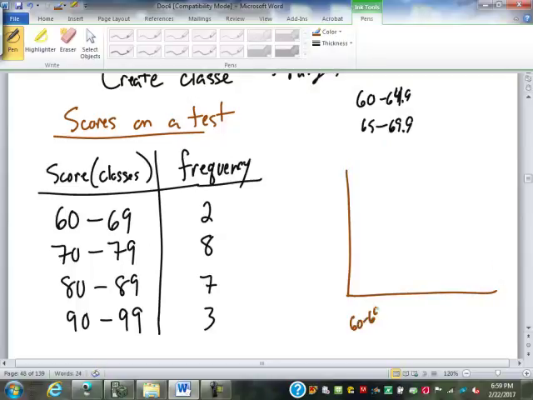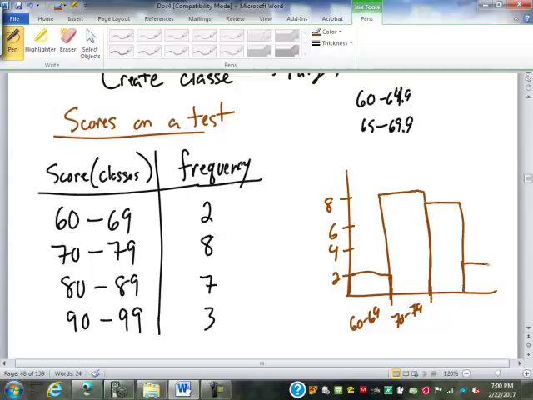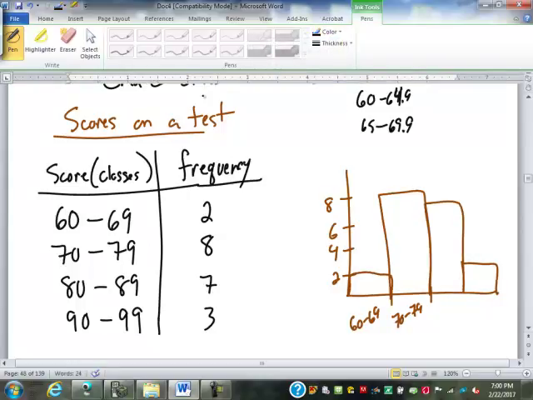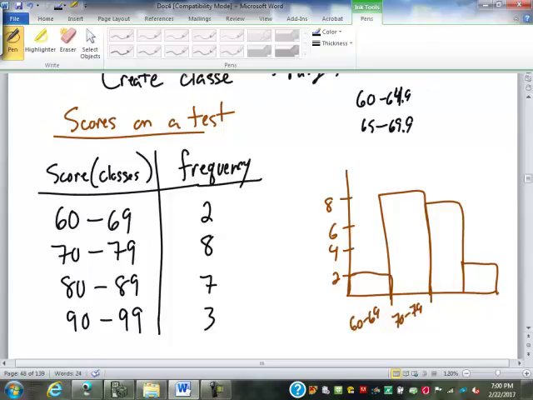We have our ranges down here, 60 to 69, 70 to 79, and so on. I'm not going to finish that off because you get the picture. We're going to have the bars. 2, 4, 6, 8. I'm labeling by 2s. This is going to be 2, 8, 7, 3. So we can organize our data in those frequency tables and use that frequency table to create our graphs.